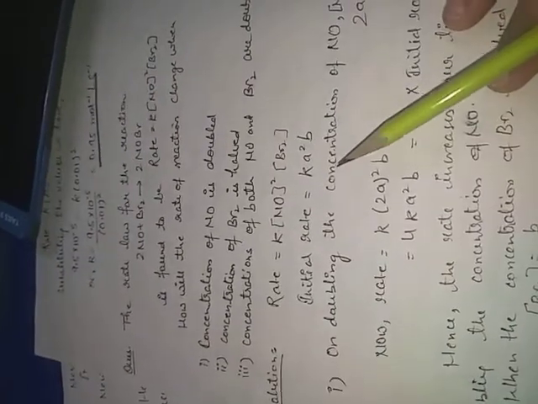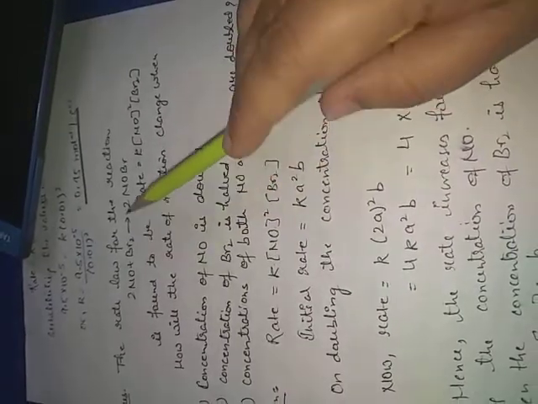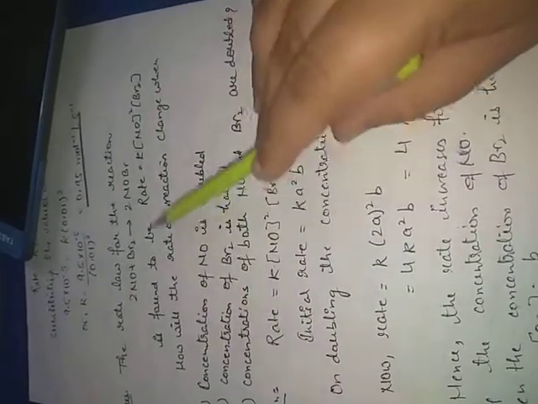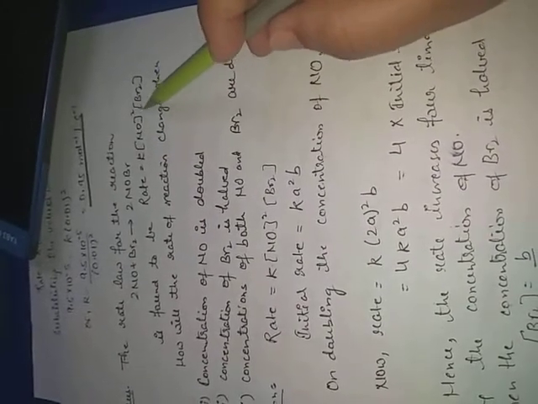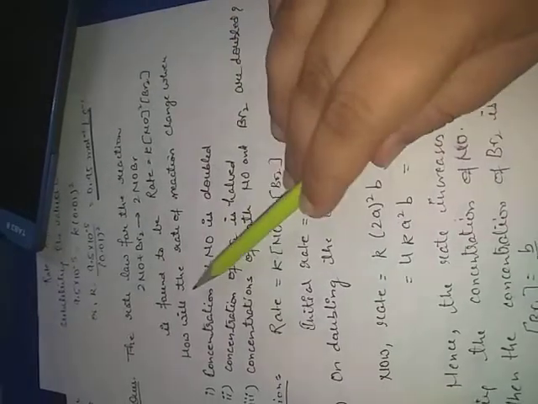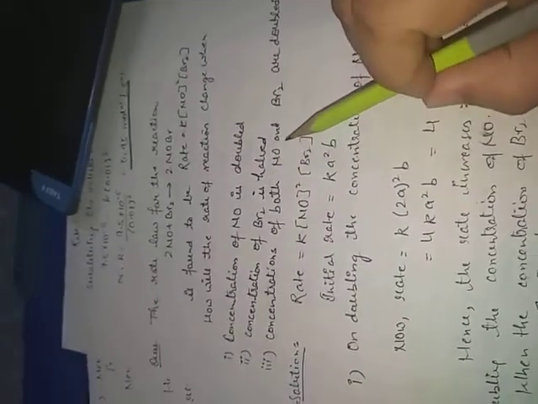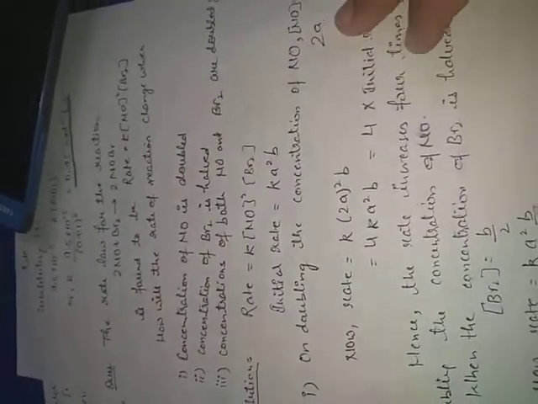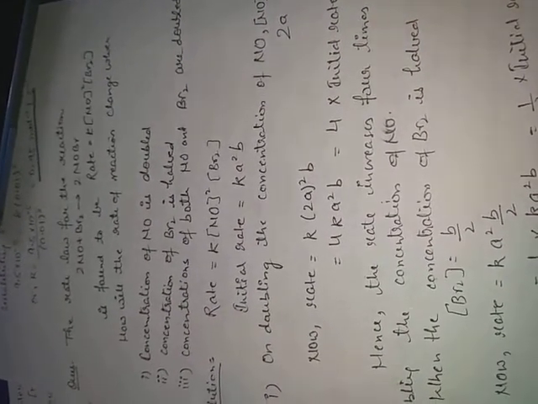Now see second question. The rate law for the reaction 2NO plus Br2 gives 2NOBr is found to be rate is equal to K molar concentration of NO raised to the power 2 and molar concentration of Br2. How will the rate of the reaction change when? Now see this, in our previous video also we studied about this. So see it very carefully how the concentrations are changing, and because of the concentration how the rate of the reactions is changing.